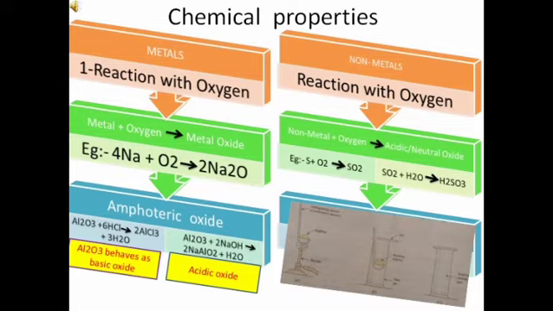First of all, let's see the reaction with oxygen. Metal combines with oxygen to form metal oxide or basic oxide. For example, sodium plus oxygen gives sodium oxide, aluminium plus oxygen gives aluminium oxide. Those metal oxides which show basic as well as acidic behavior are known as amphoteric oxides. Amphoteric oxides react with both acid as well as bases to form salts and water.